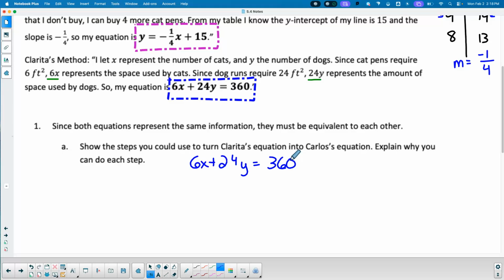I did see his hand first. Subtract 6x from both sides. Is that what you were going to say? Subtract 6x from both sides. Yep. So then that would give me 24y equals negative 6x plus 360. Okay, what would we do next? Divide the whole thing by 24.